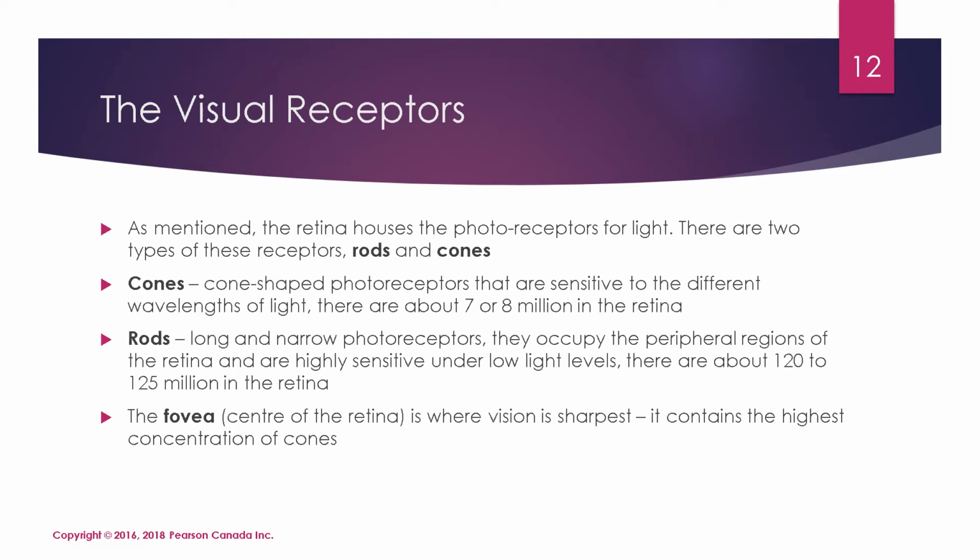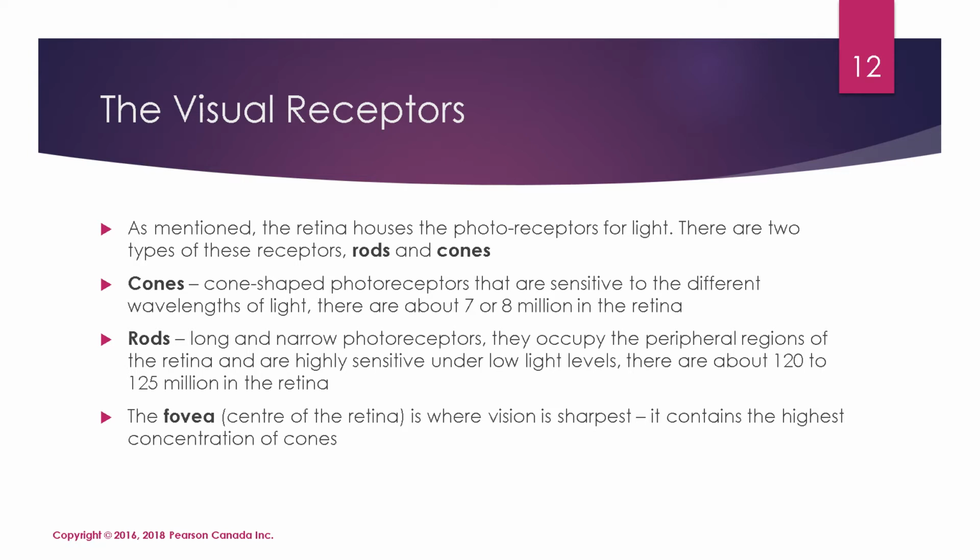Then we have our rods, which are, as the name implies, long and narrow photoreceptors. They occupy the peripheral regions of the retina, and they're highly sensitive under low light levels. There are actually about 120 to 125 million rods in the retina, so there are quite a few more rods than there are cones. Cones are very sensitive to different colors. They enable us to have color vision, and they're very precise in that way, whereas the rods are the ones that help us out in a low light situation. They're the ones that enable us to have a little bit of night vision. So both of them have their specialties.